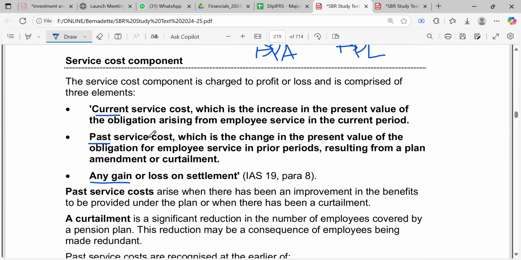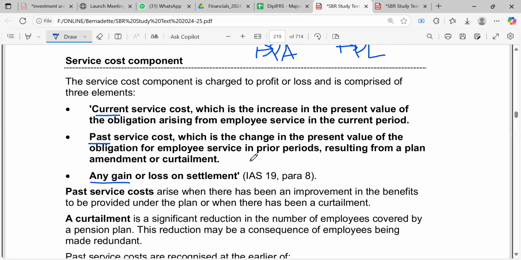But then we have the past service cost. What is it now? It's past, but why are you including it? We say this is the change in the present value of the obligation for employee service in the prior periods, resulting from a plan amendment or curtailment. You can see this, right? Maybe previously there was a certain plan, but now the plan has been amended. There has been a change, right? In case there has been a change, we said that okay, previously we had this figure, but we have had a change. If we had a change, we try to account for it even for the previous years, right?